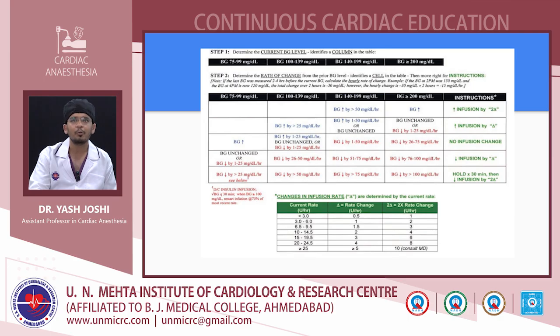Now this is the total Yale protocol in this one chart. First we'll check the initial blood glucose. Now after 1 hour we'll again check the blood glucose level. Now we'll see in which range our current blood glucose is coming, like if it is between 140 to 190, more than 200, or if it is less than 100. So we'll see if the blood glucose rise is more than 50 milligram per hour, or between 1 to 50 milligram per hour, and then we will change the insulin infusion accordingly, which is instructed here as 2x, x, and so on.